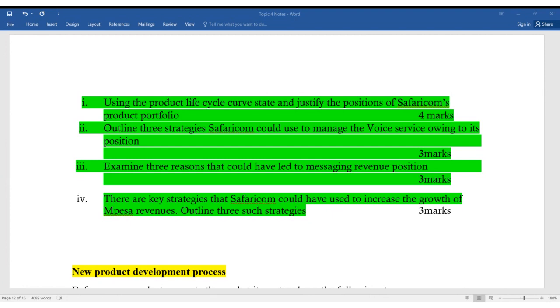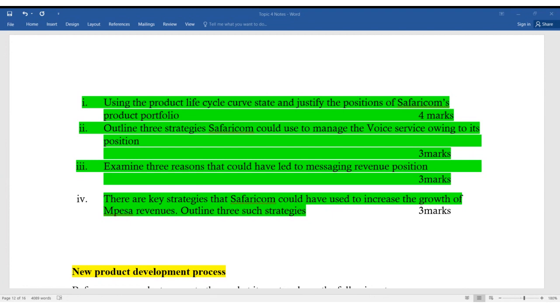Introducing Fuliza is a strategy. Maybe encouraging the use of till numbers. Till numbers does not cost you anything. Encouraging the use of till numbers, for example. And many others. For example, giving incentive for paying by M-Pesa. Like there's a time when they were giving houses for those who paid by M-Pesa, those kind of incentives. So you pinpoint exactly what they are.